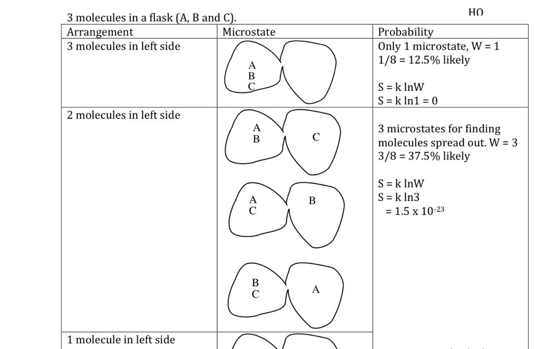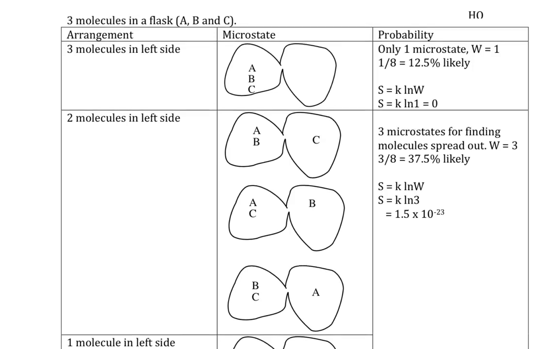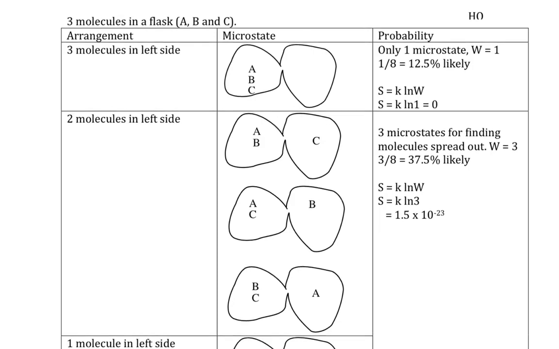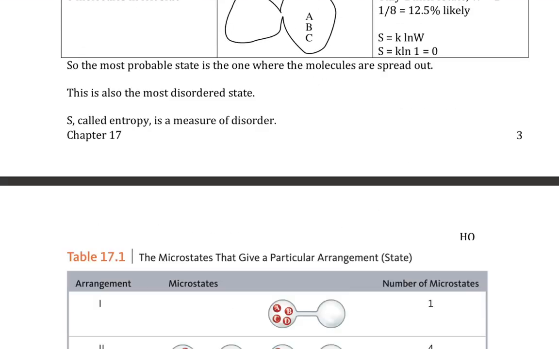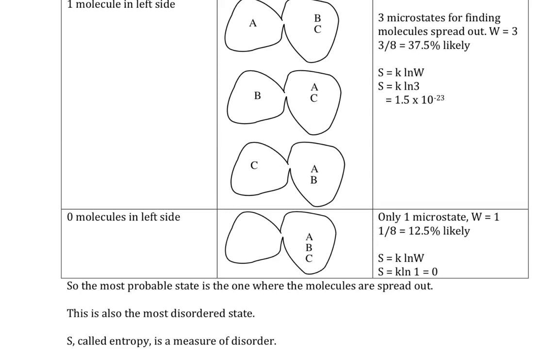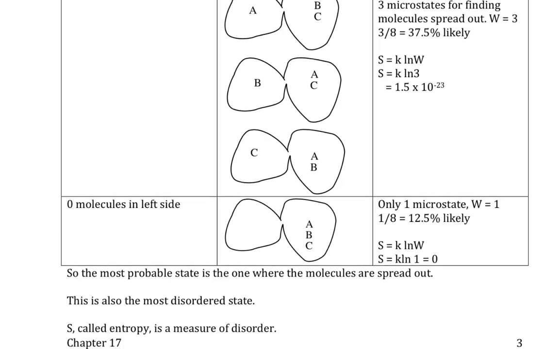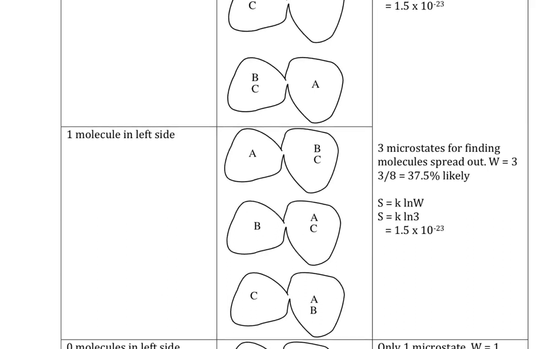Well, 1 microstate over 8 is 12.5% likely for our first arrangement. 3 over 8 is 37.5% likely for the second arrangement. And for the third arrangement, 1 molecule on the left, we have 3 over 8 again, 37.5% likely. And then for the last one, 1 over 8, 12.5% likely. So notice that spreading out is where the likelihood is much greater.